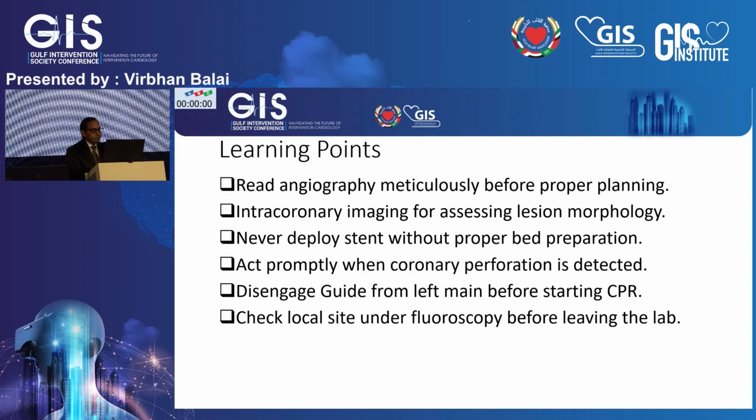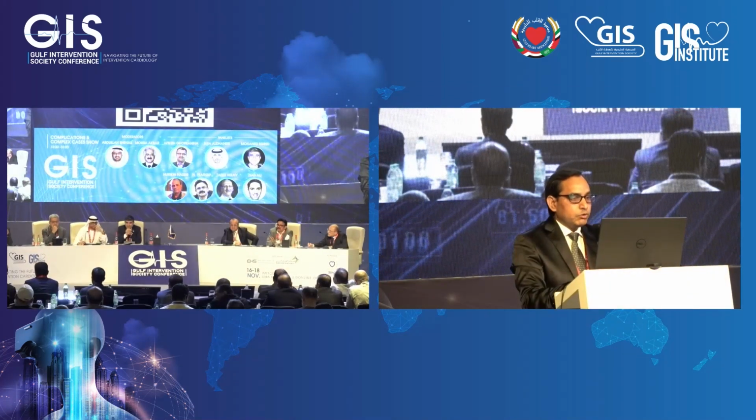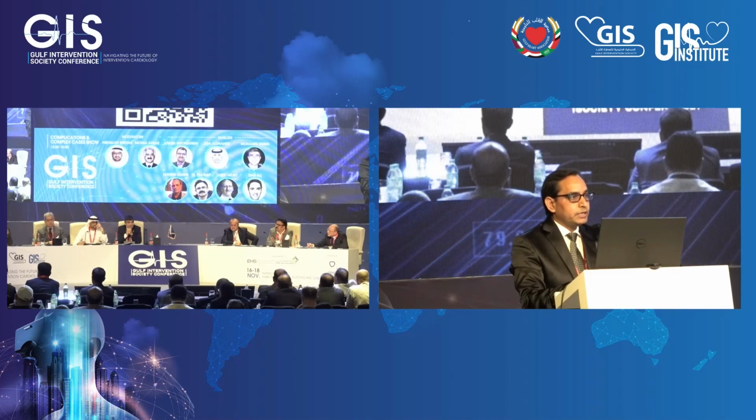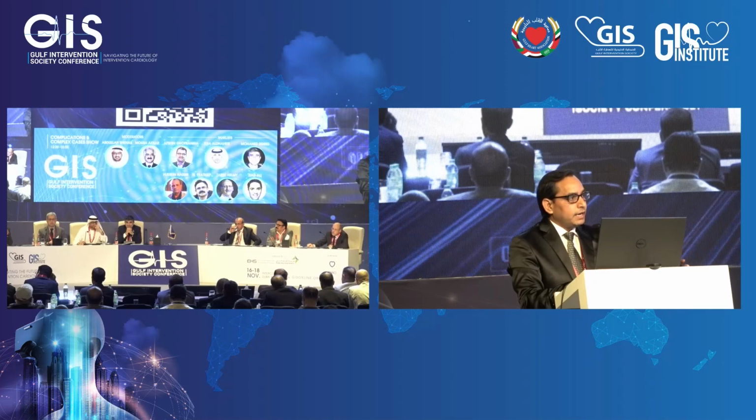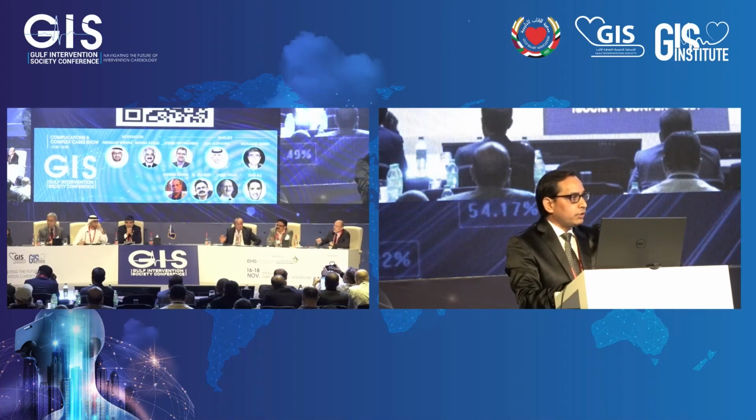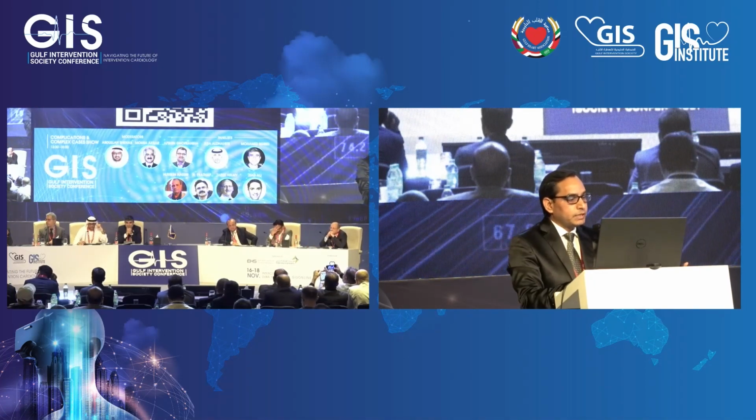So the learning points from this are that meticulous and proper planning, and proper reading of the angiogram, is essential before planning the procedure. Intracoronary imaging could be used to guide the procedure. We could probably have disengaged the left main at the time of CPR, and it's better to have a look at the right femoral site also before shifting the patient.